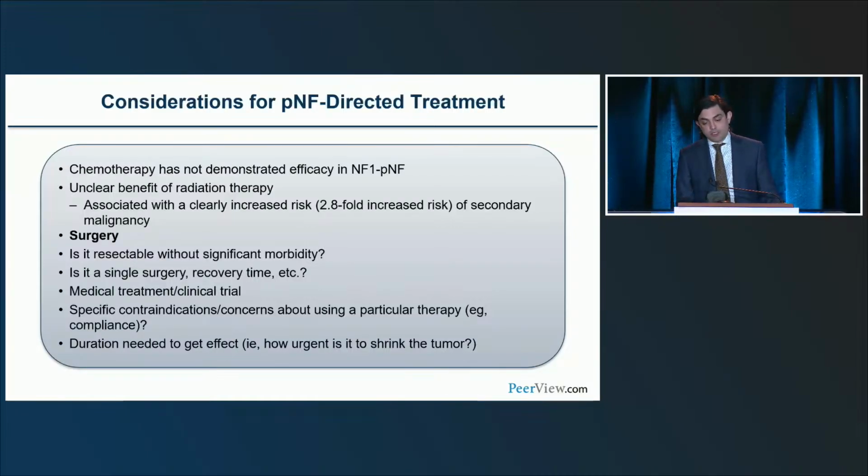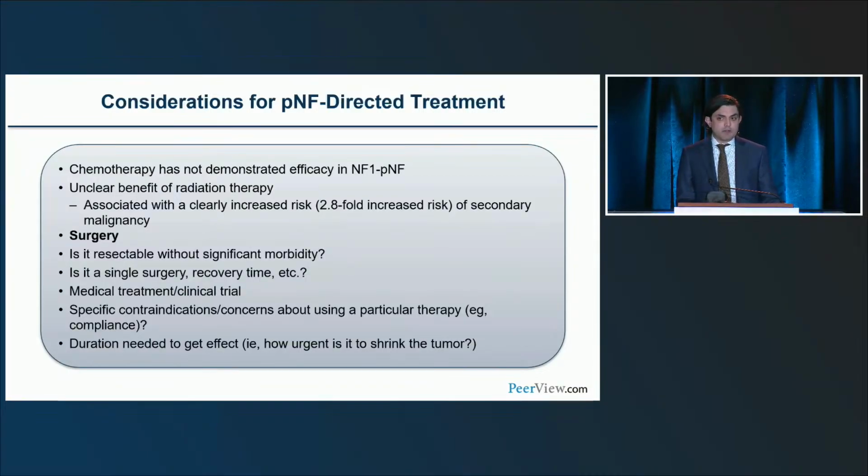So, how do we treat them? Chemotherapy, and by chemotherapy I mean cytotoxic traditional chemotherapy, has really not been proven to be very effective, and as you well know, can be very toxic in people with NF1. So traditional chemotherapy for benign plexiform neurofibromas really has no established role.